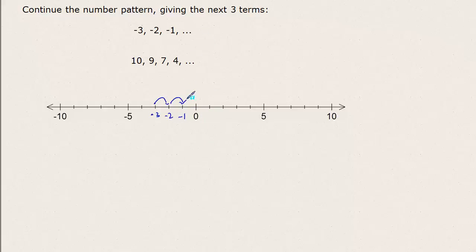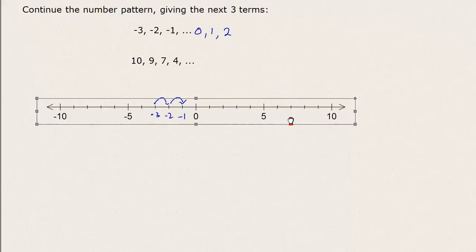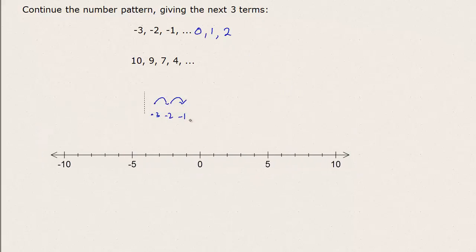So the next one would be 0, then going up again would give us 1, and going up again would give us 2. We'll use the number line for the second part of this as well.